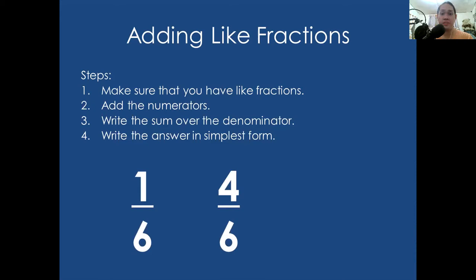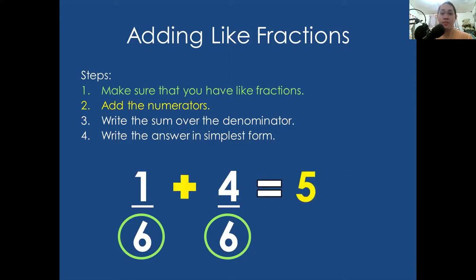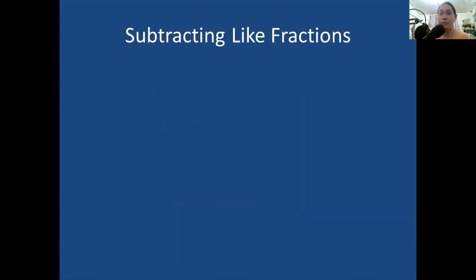Example, 1 over 6 plus 4 over 6. First, make sure that you have like fractions. Are they like fractions? Check. Yes, they have the same denominator, so they are considered like fractions or similar fractions. Next, add the numerators, so we have 5, and then write the sum over the denominator. So we have 5 over 6. That's our sum of the given fractions or rational numbers. So we can have the answer as 5 over 6.